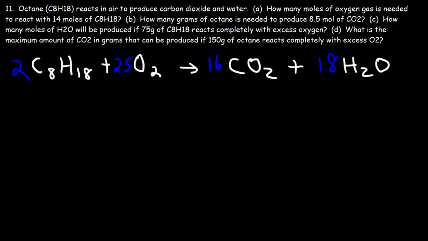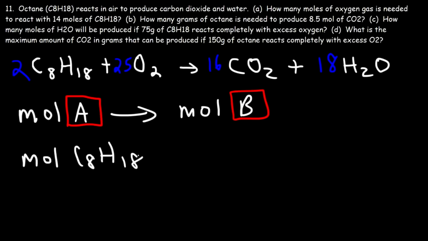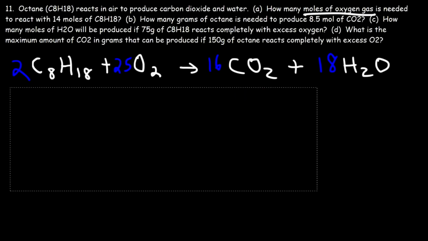So let's begin with part A. How many moles of oxygen gas is needed to react with 14 moles of octane? What we need to do in part A is convert from the moles of substance A to the moles of substance B. So we're not changing the unit, all we need to do is change the substance. In this case, substance A is octane and substance B is O2, because that's what we're looking for. We're looking for the moles of oxygen gas. So we need to perform a mole-to-mole conversion.